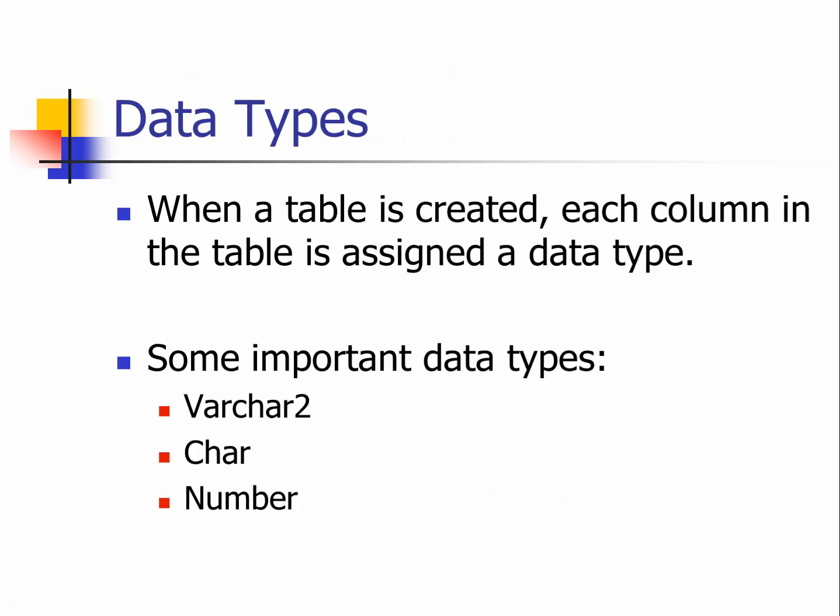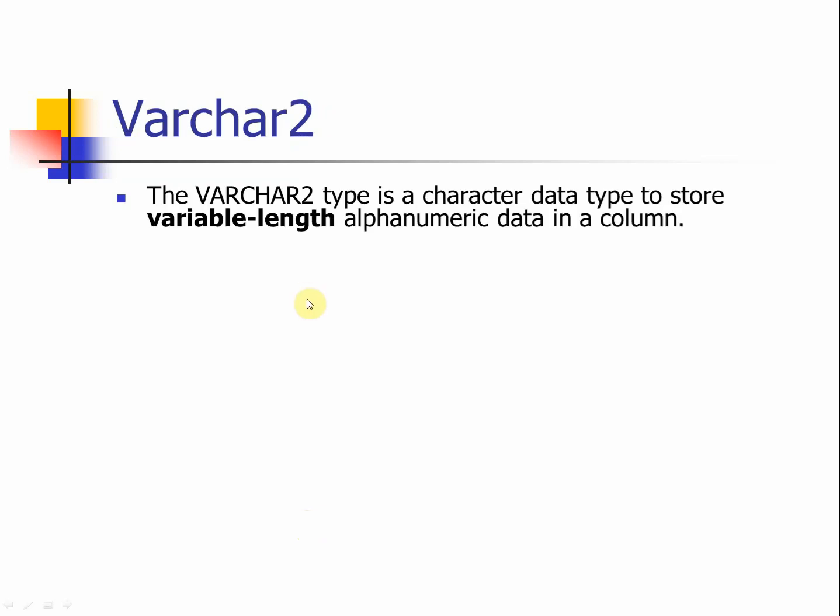So when a table is created, each column in the table is assigned a data type. And some important data types that I want to talk about are the following three: varchar2, CHAR, and number. And you should have a very good understanding of those things already. For varchar2, it's a character data type to store variable length alphanumeric data in the column. So this is obviously very, very flexible.